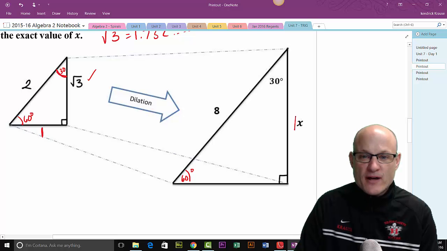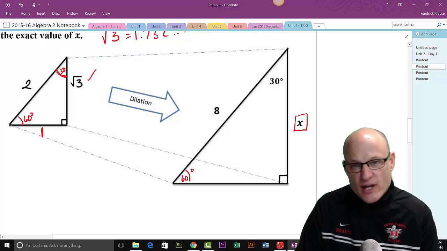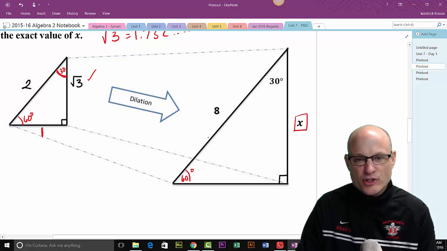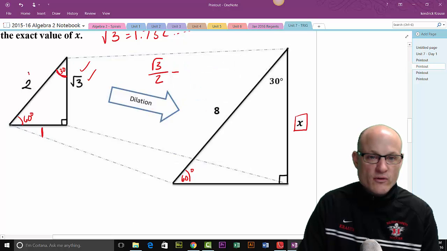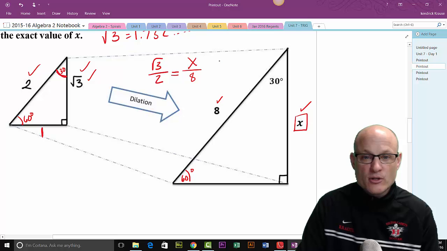So if I want to find x, then I know the sides are proportional, or in the same ratio. In other words, the square root of 3 over 2 is equal to, so let's say I put this side over this side, x over 8. Now I can just cross multiply, or 2x is equal to 8 square roots of 3, divide by 2, x equals 4 square roots of 3.